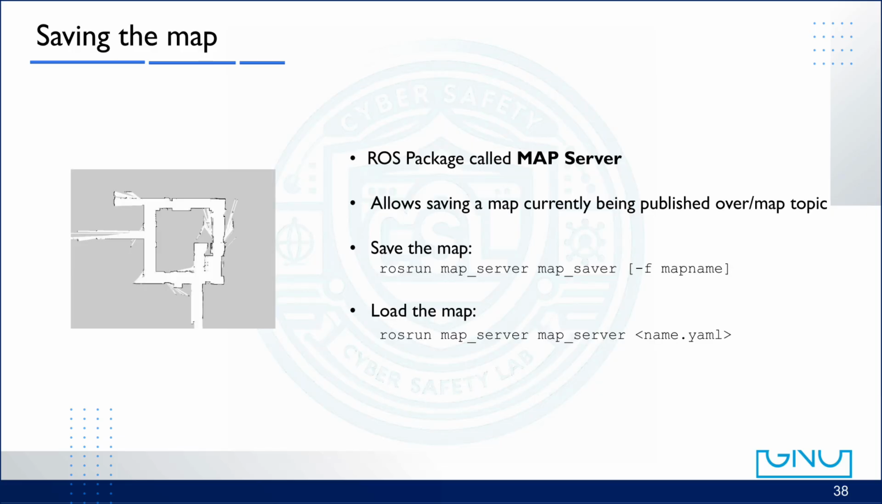ROS provides a package called Map Server to help us save and load occupancy grid maps. The Map Server package allows us to save the map that is currently being published on the /map topic. To save the map, we use the command rosrun map_server map_saver -f mapname. Later, if we want to load the map again, we use rosrun map_server map_server mapname.yaml. This is the standard way to store and reuse maps in ROS. Let's pause again for a moment to let everyone read the commands on the slide.